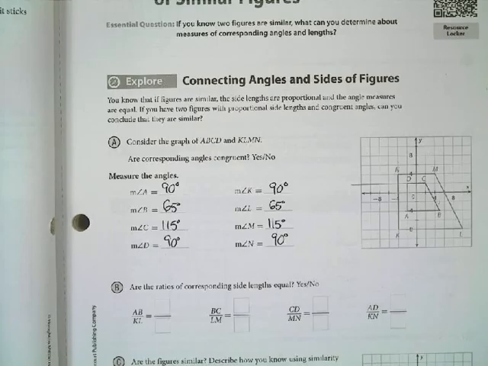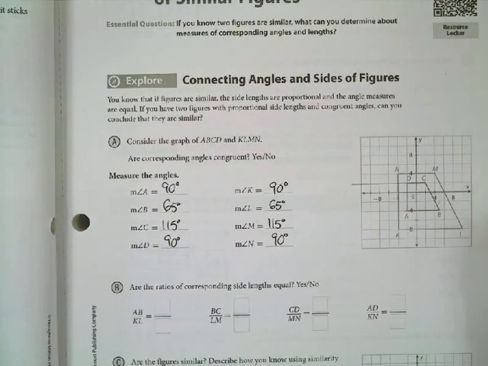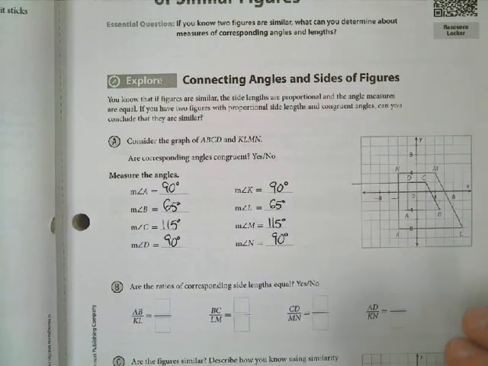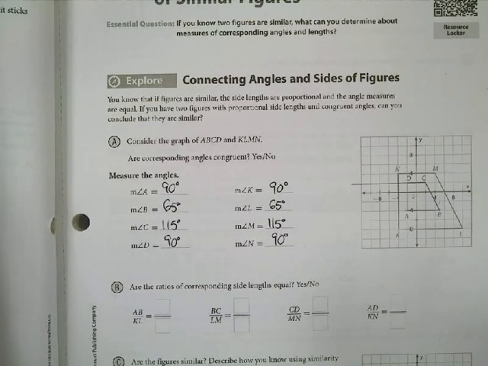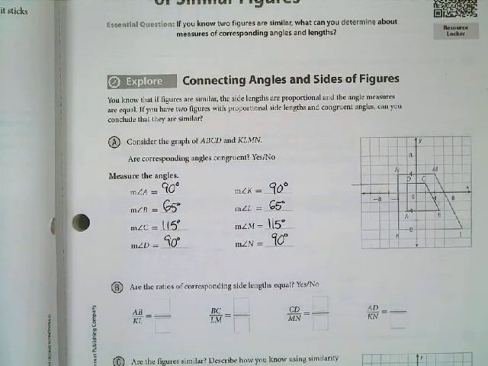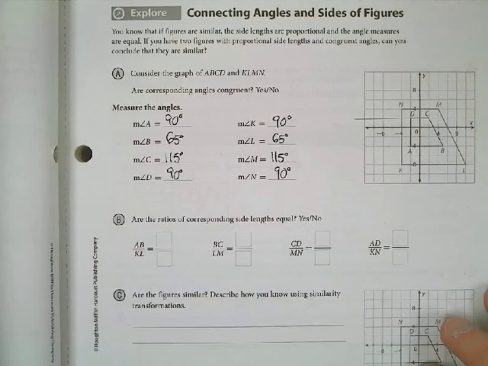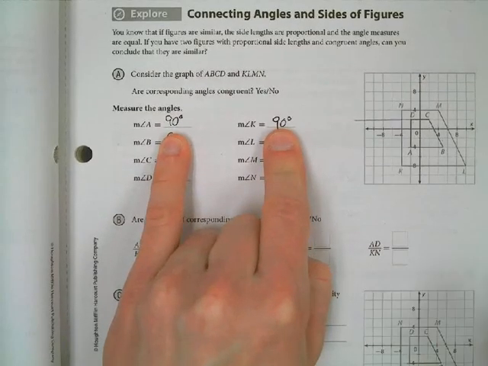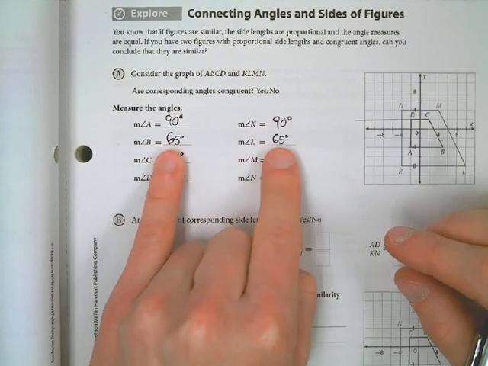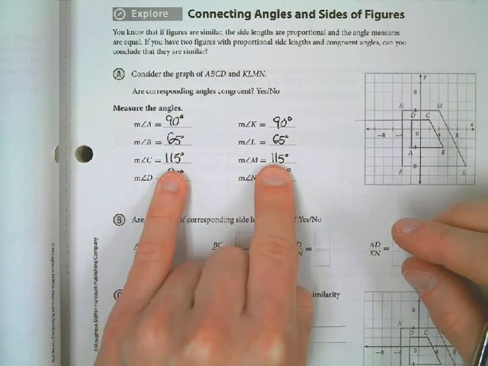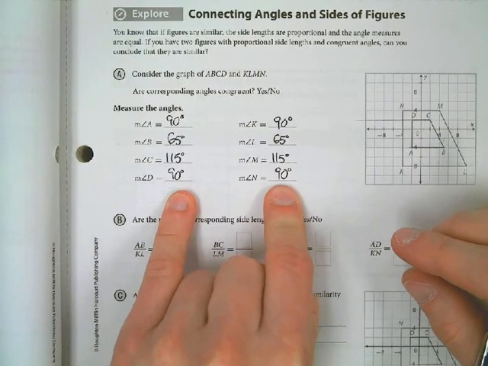I'm going to borrow your ruler here, sir, if you don't mind. All right. Now, let's check the ratio. Certainly it looks like the corresponding angles are congruent: A and K, B and L, C and M, D and N are congruent. So that checks out. Let's check the corresponding side lengths.